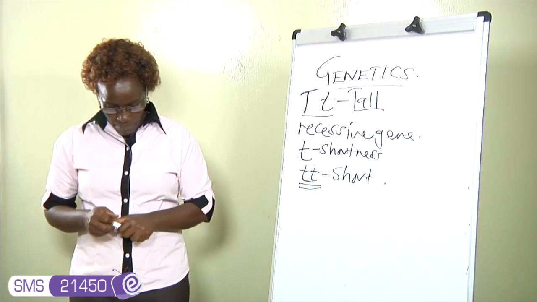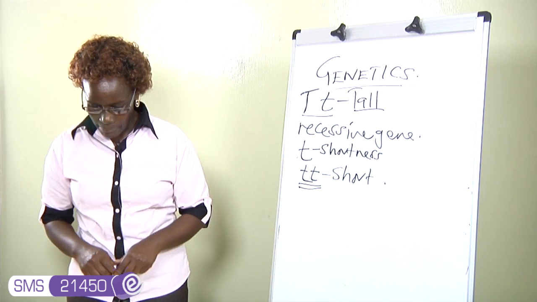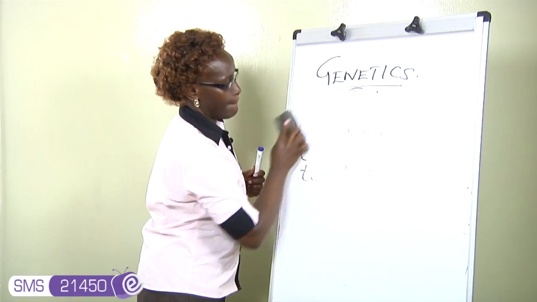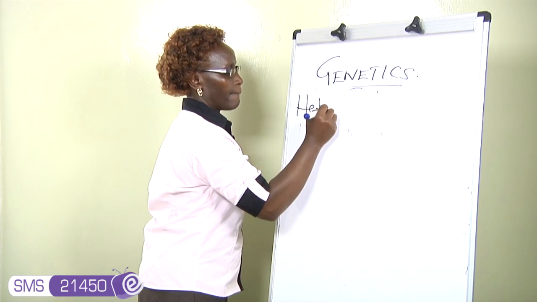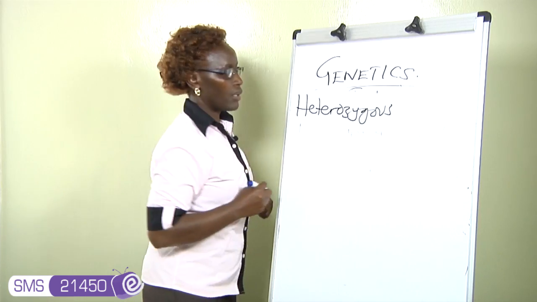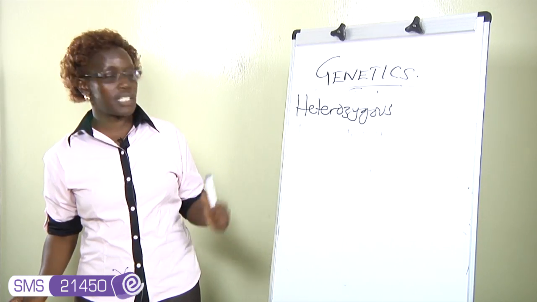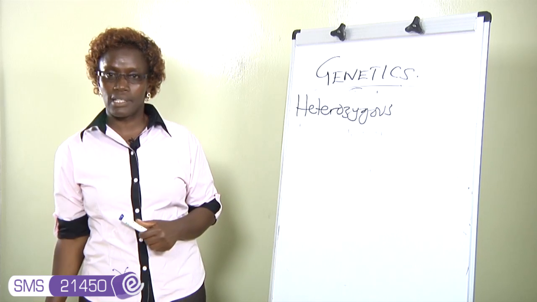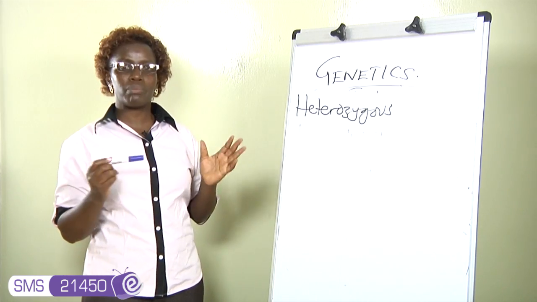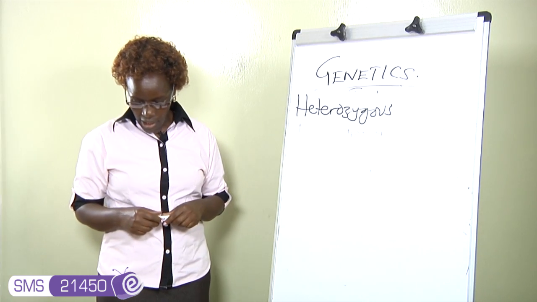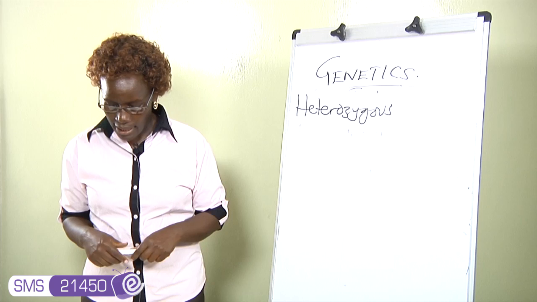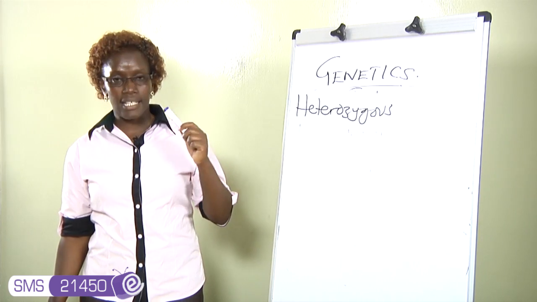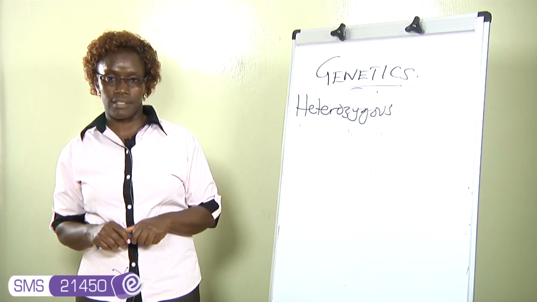Now, those are the two terms. I want now to come to another one, the term heterozygous, and the opposite of that would be homozygous. Hetero and homo are words that denote something we are very aware of. Homo means same, hetero means different. And so in genetics, heterozygous is a condition in which the alleles for a given characteristic at a given gene locus are different.